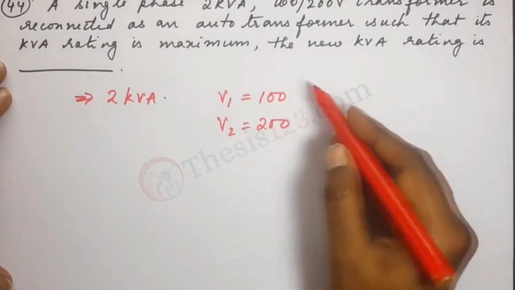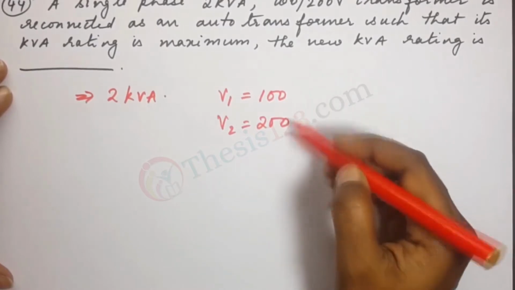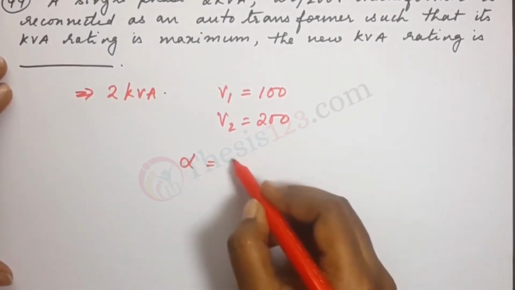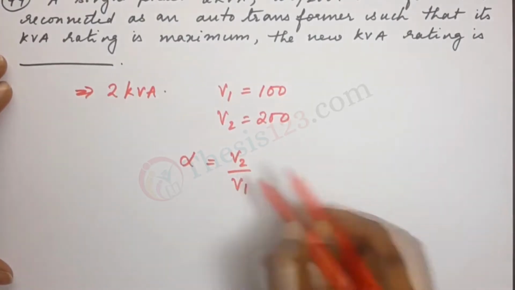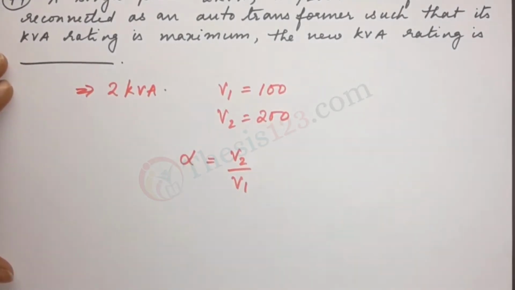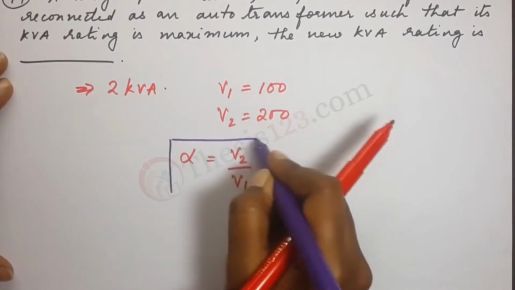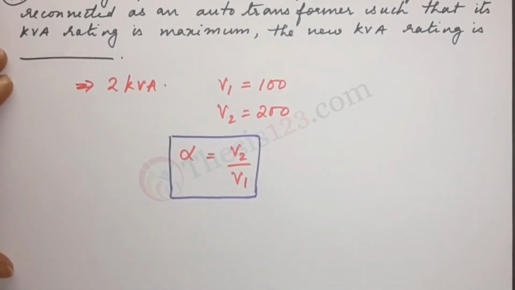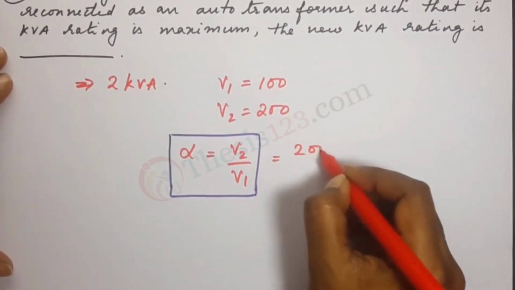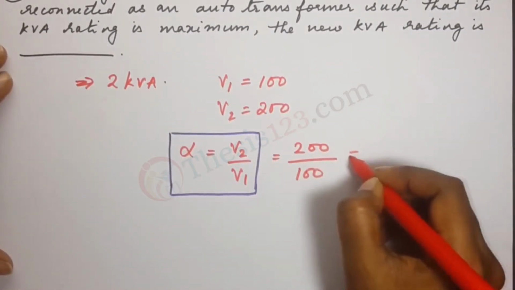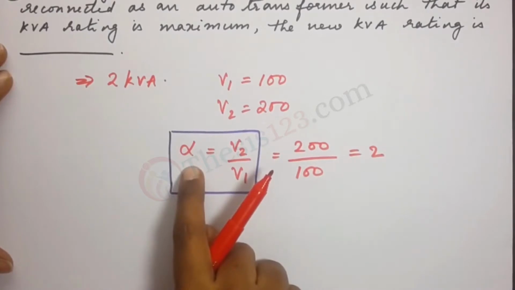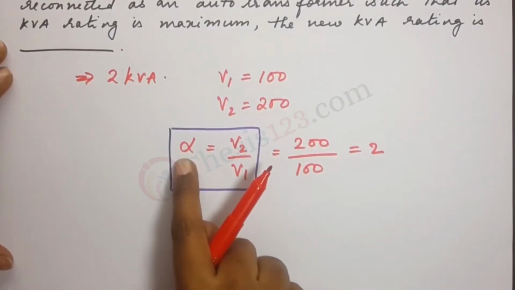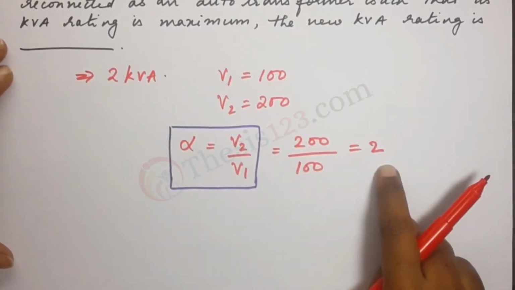So if we were to calculate the ratio of the transformer, that's given in terms of alpha. Alpha is equal to V2 by V1. This is the ratio of the transformer, two-winding transformer. Okay, so if we substitute, we get 200 by 100, which is 2. So alpha, the voltage ratio of the transformer, is 2.